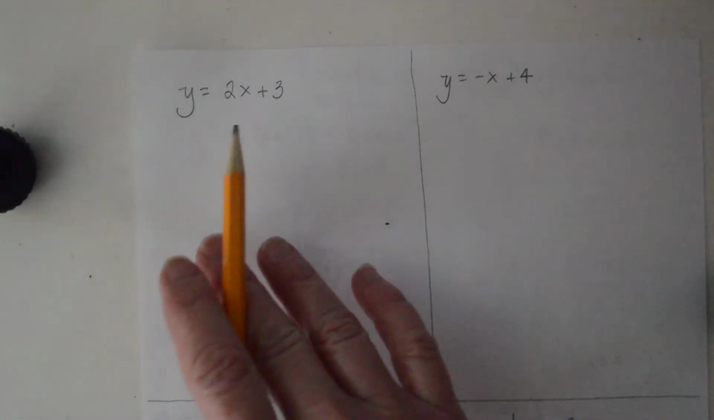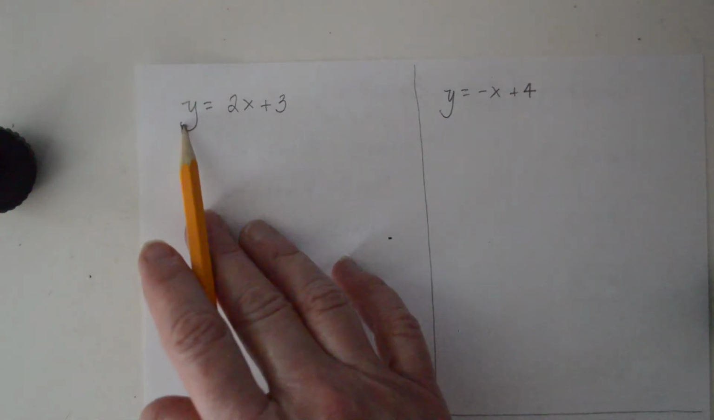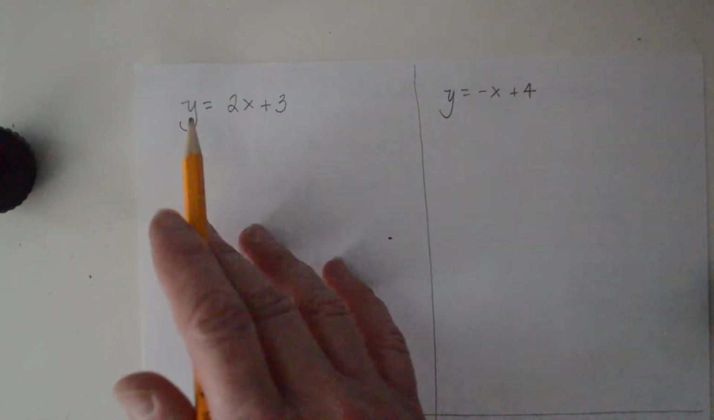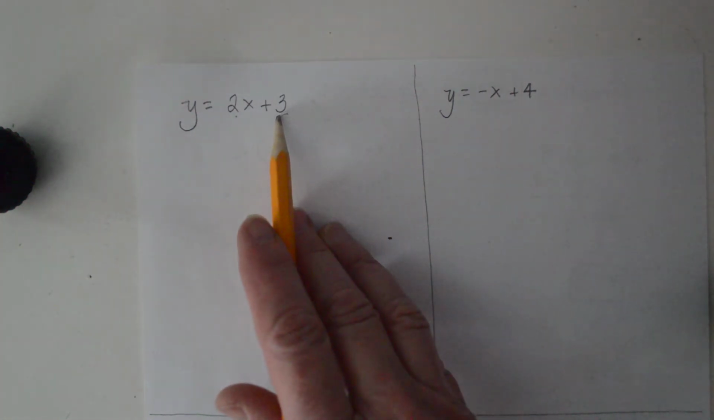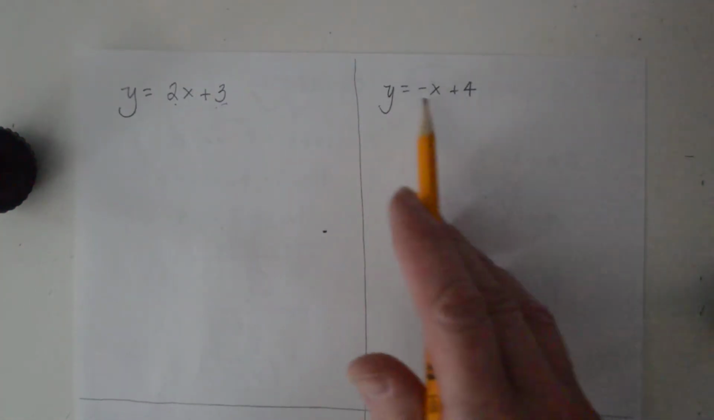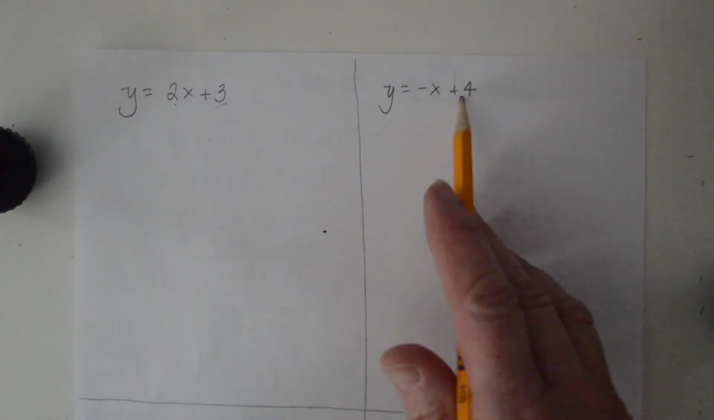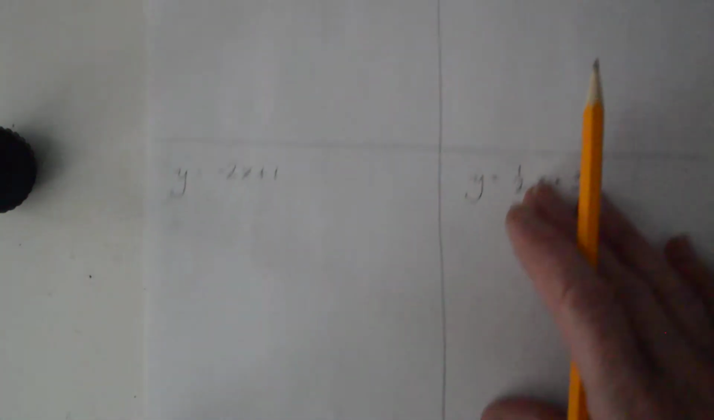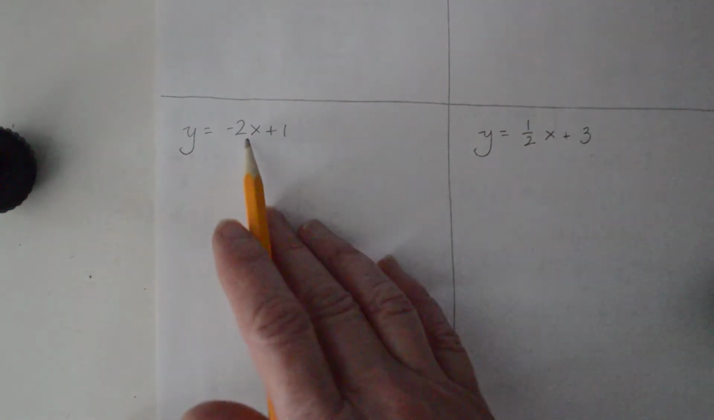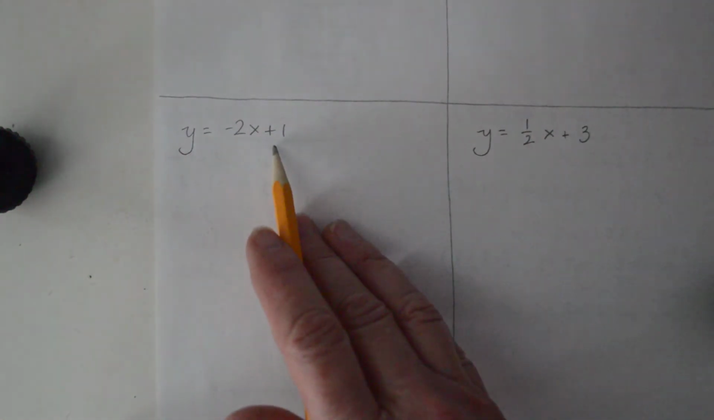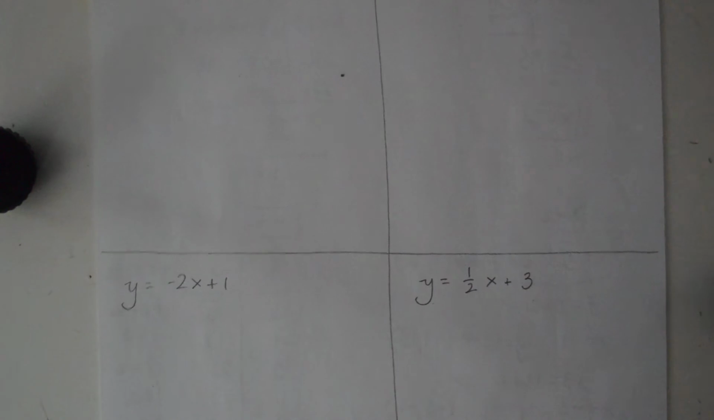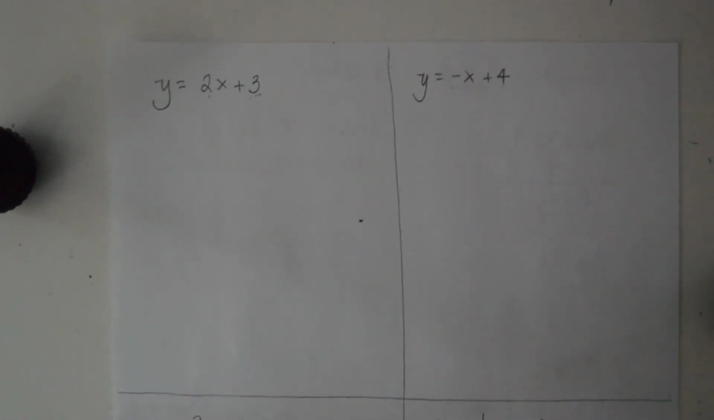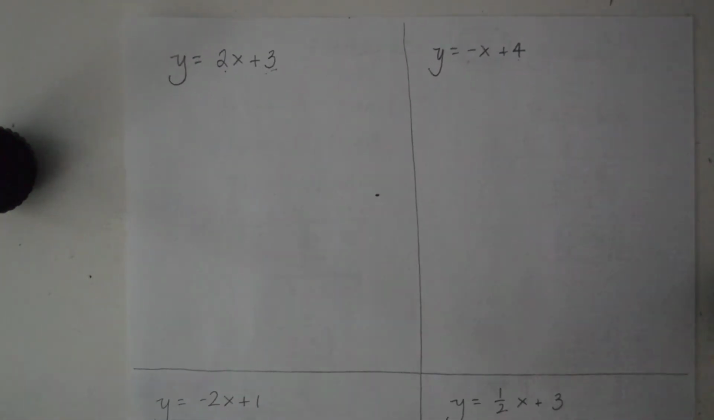So the four equations that we're going to graph, and you should write these down in case you want to stop and do them on your own. The first one is y equals 2x plus 3. The second one is y equals negative x, or the opposite of x, plus 4. The next one is y equals negative 2x plus 1. And the last one is y equals 1/2 x plus 3. When you're done graphing these, I'm going to ask that you send me a picture of them so that I can check them and make sure that I catch any problems that you're running into.